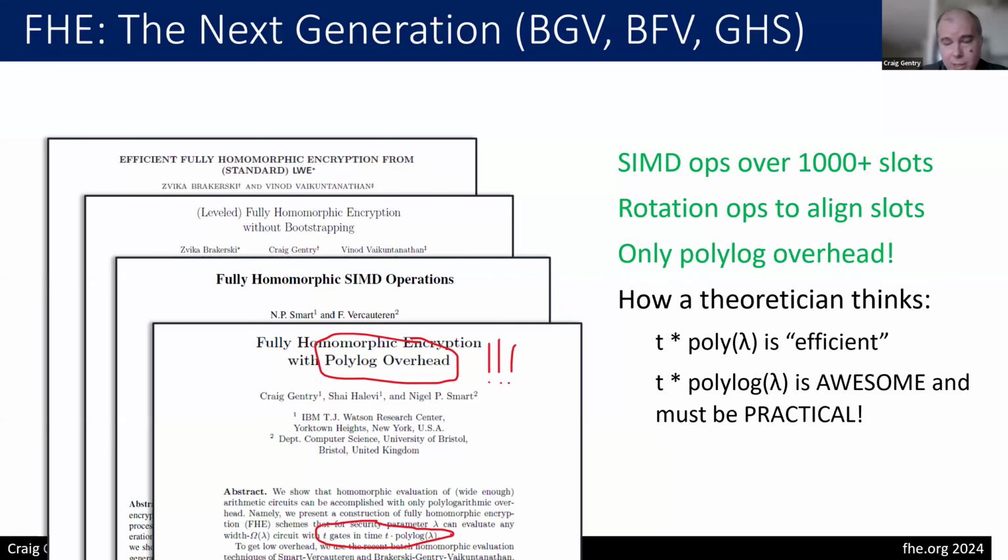So this is what I was thinking at the time. I was a theoretical sort of person, so I thought, well, the original scheme was efficient in the sense of polynomial time. This one, the overhead is only polylog in the security parameter. What could be better than that? This must actually be practical. So I was like, all right, we're done. Let's go implement this and change the world. It turned out not to be quite the case.